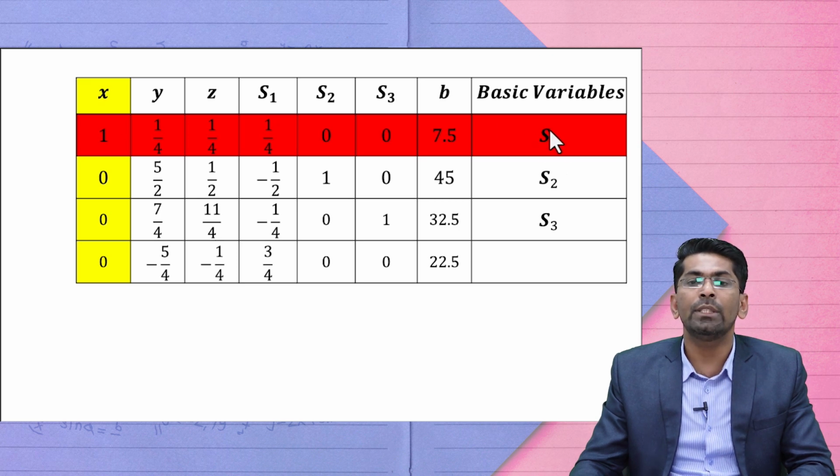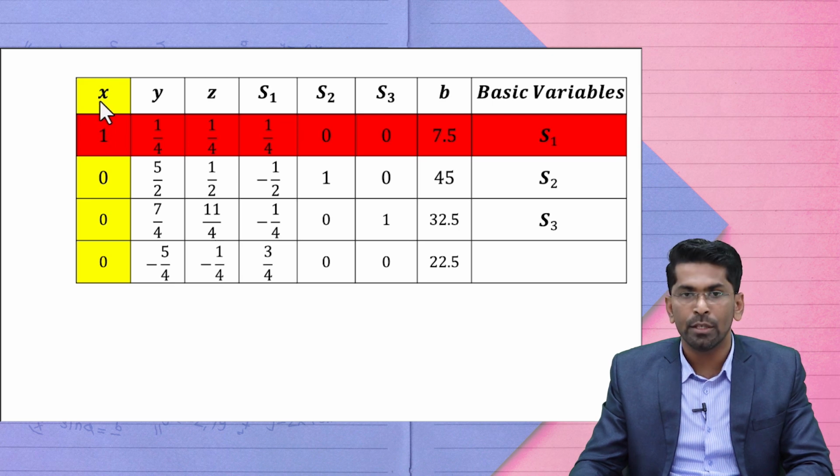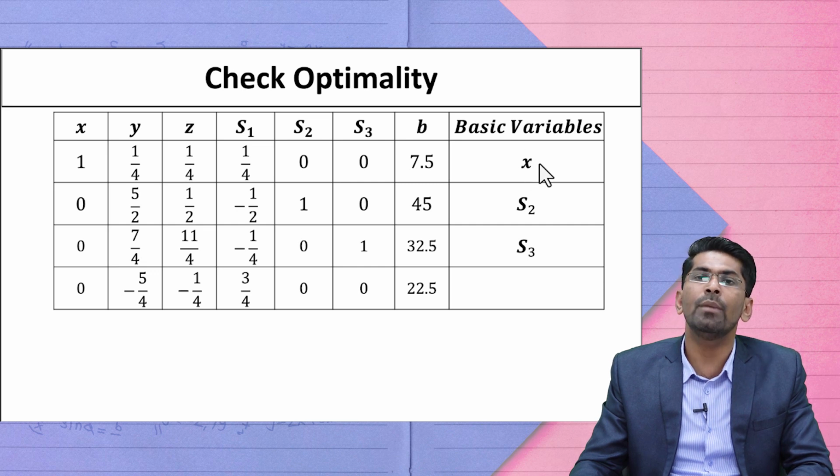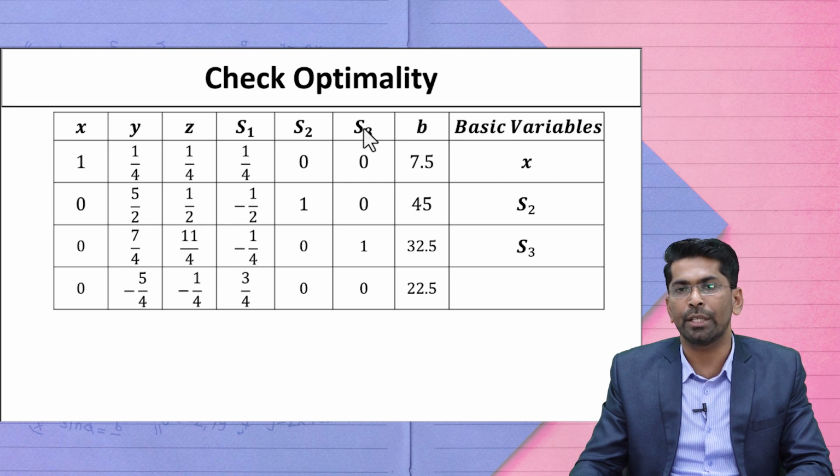So S1 is the departing variable here, and we are going to replace S1 by using the entering variable, which is x. So I am putting x here in place of S1. Now we have done all the exercise here. Now the table is ready for the optimality check.